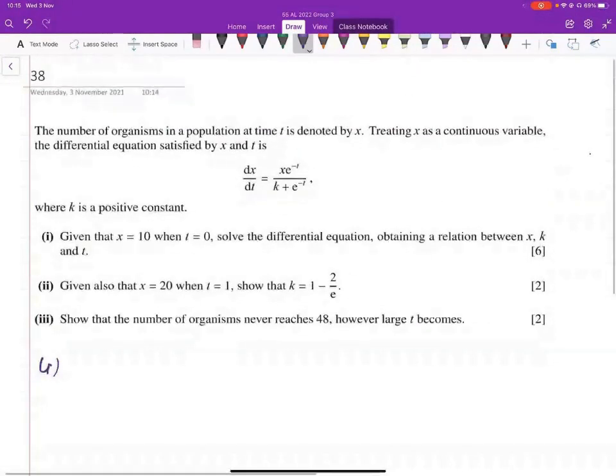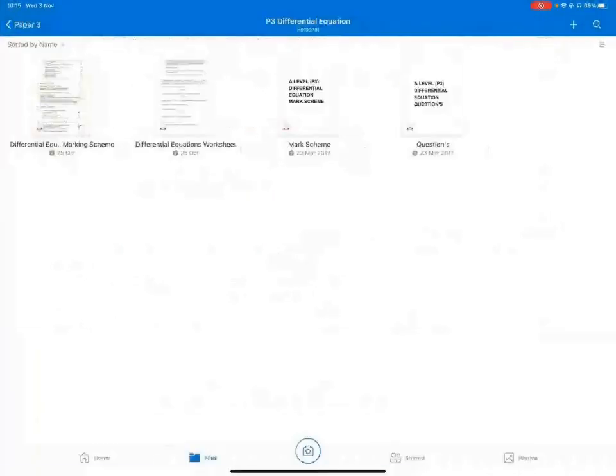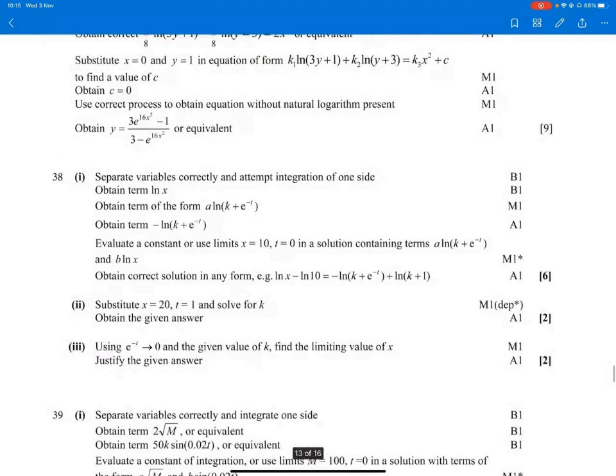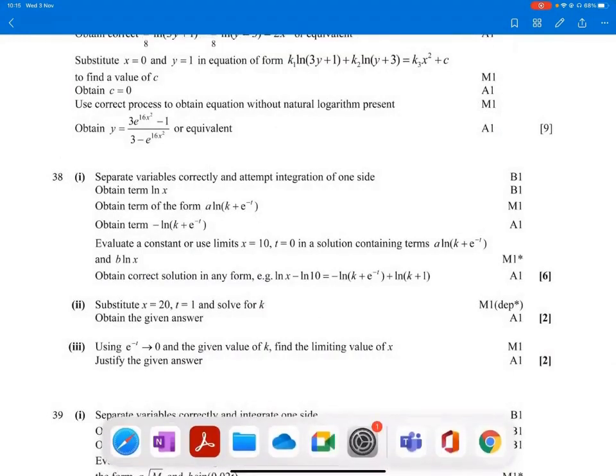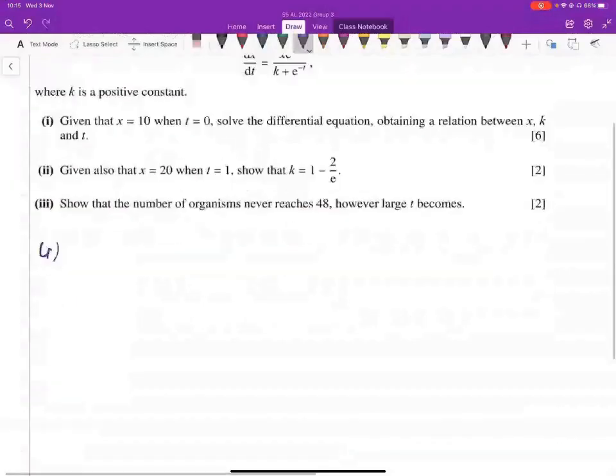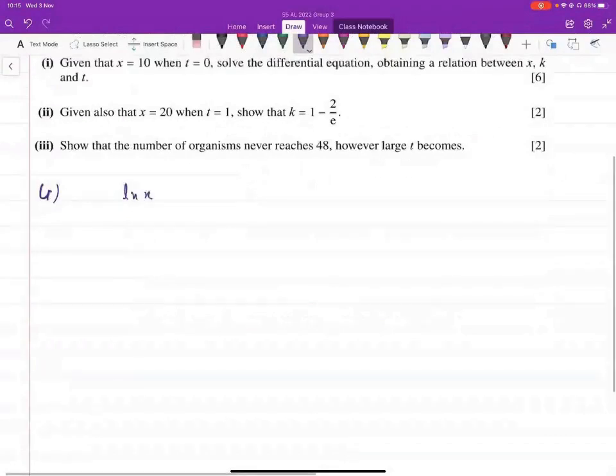So this is 38. Okay, 38 में we have one form like this. Can somebody write this down? ln x minus ln 10 equals minus. Okay. Yes? ln x.